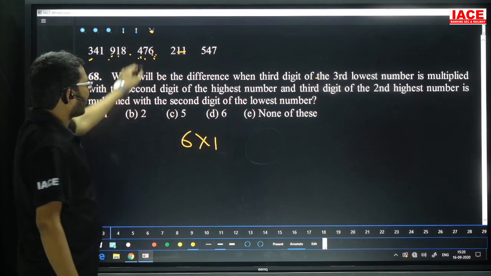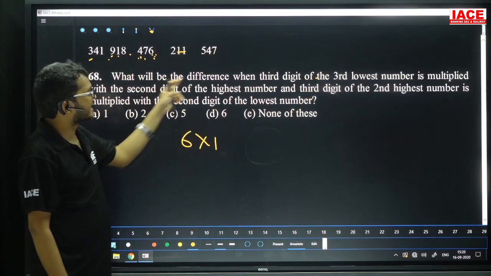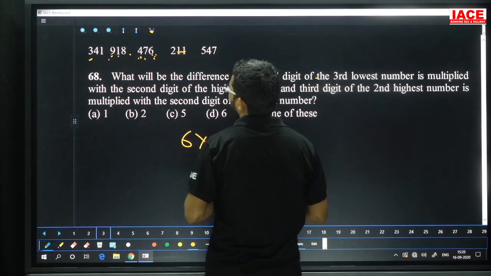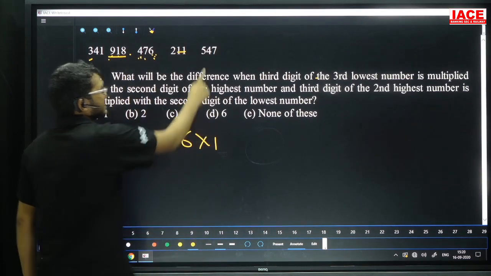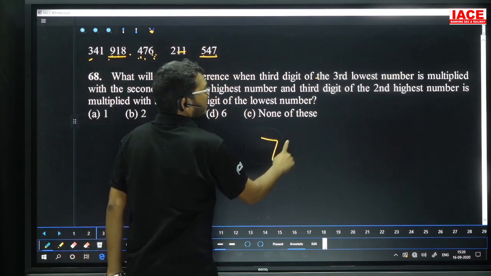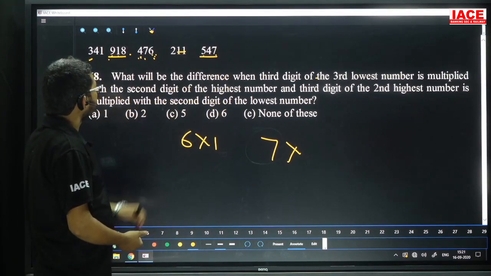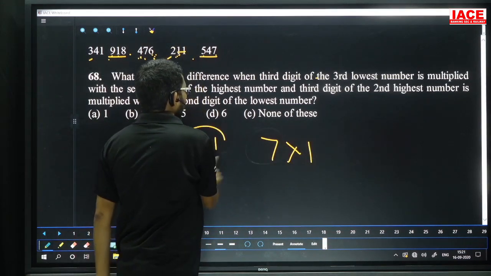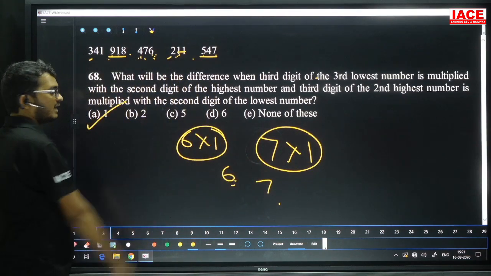Next, leave it. So what is the difference of the third digit of the third lowest number multiplied with the second digit of the highest number? Leave it. Next, and the third digit of the second highest number. So the first highest number is what? 918. Second highest number is what? 547. So the third digit of the second highest number, here 7, is multiplied with the second digit of the lowest number. Lowest number is what? 211. The second digit is what? 1. So friends, this one is what? 6 into 1, 6. This one is what? 7 into 1 is what? 7. Now the difference is what? 1. So question number 68, the answer is option A.